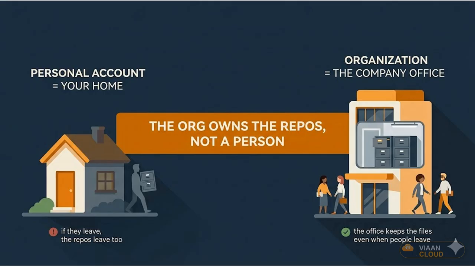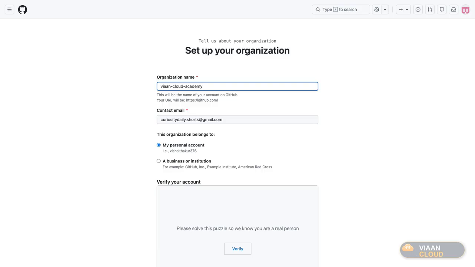Think of a personal account as your home. The repos are your personal possessions, and if you move out, they go with you. That is exactly why organizations exist. An organization is a company office, a shared space where the company owns the filing cabinets, not any one employee. People come and go, but the work stays. So let's create a real organization.